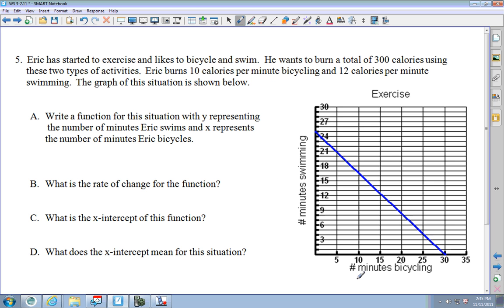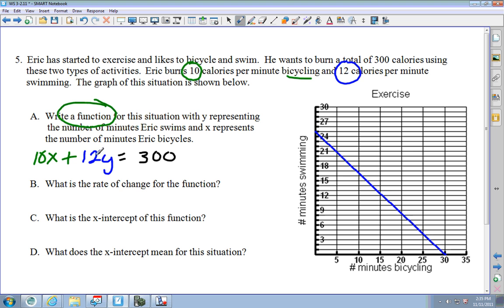Eric wants to start to exercise and likes to bicycle and swim. He wants to burn a total of 300 calories using these types of activities. Eric burns 10 calories per minute bicycling and 12 calories per minute swimming. Okay, so it wants to write a function. X is the number of minutes bicycling. Well, 10 calories go with bicycling, so I have 10x plus swimming is the y, 12y, and that's going to equal a total of 300 calories.